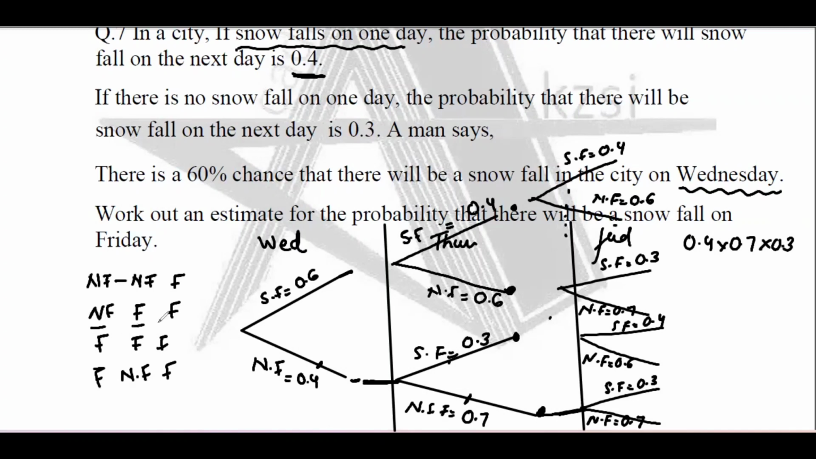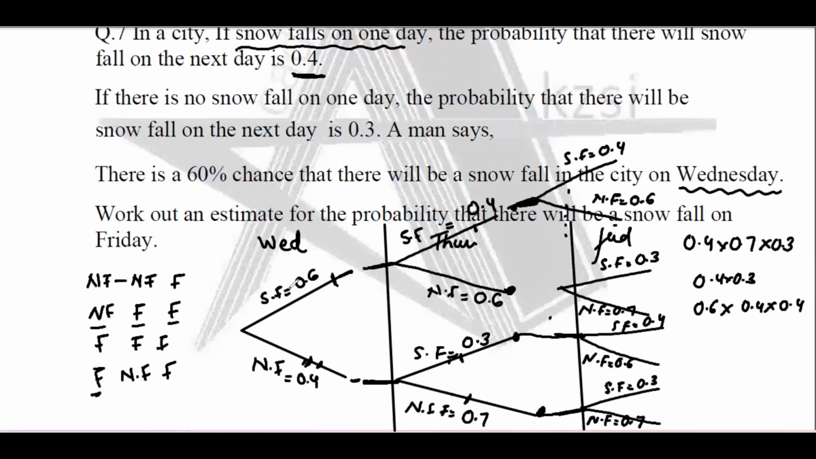Next is no fall, fall, fall. So no fall, 0.4. Then you have to pick either of these. You have to pick fall, which is 0.3. And if you have picked fall, you have to go for this branch. And then you have to pick fall, which is 0.6, times. You have to pick fall here as well, so 0.4. And if you have picked fall, you have to pick fall here as well, which is 0.4.